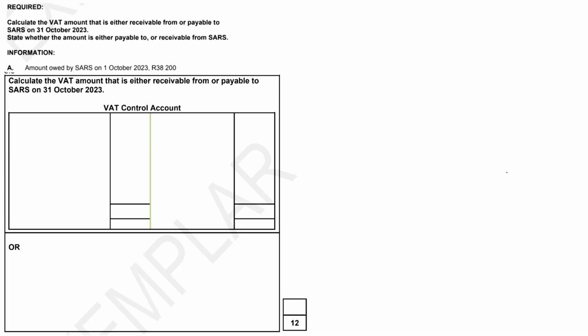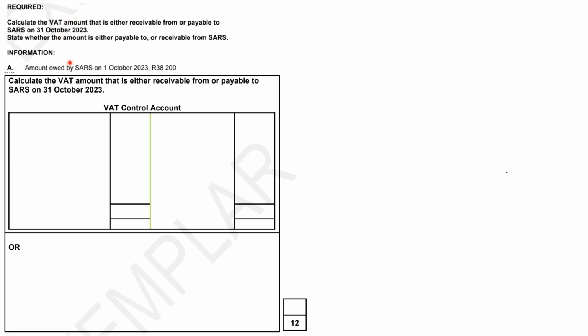Okay, so here is our VAT control account. This is what you'd get in your answer book. And notice here it's worth 12 marks. It's usually around 12 marks. I've never seen a case where it's more than 12 marks, but this is what it usually is, 12 marks. Okay, so here's our question.